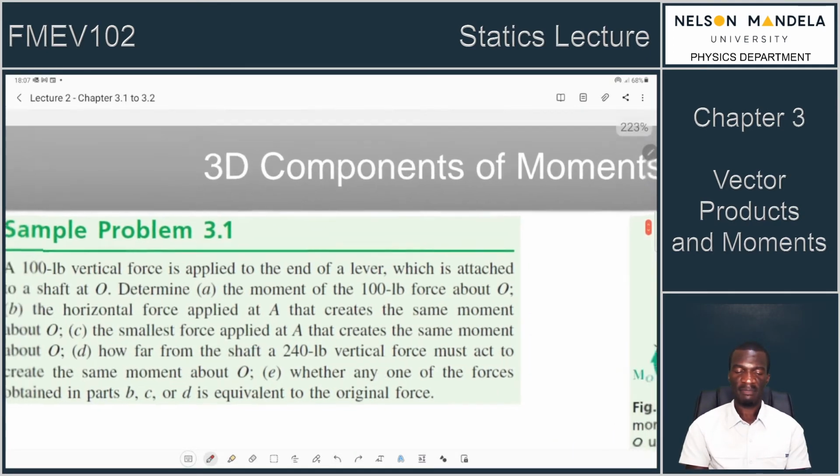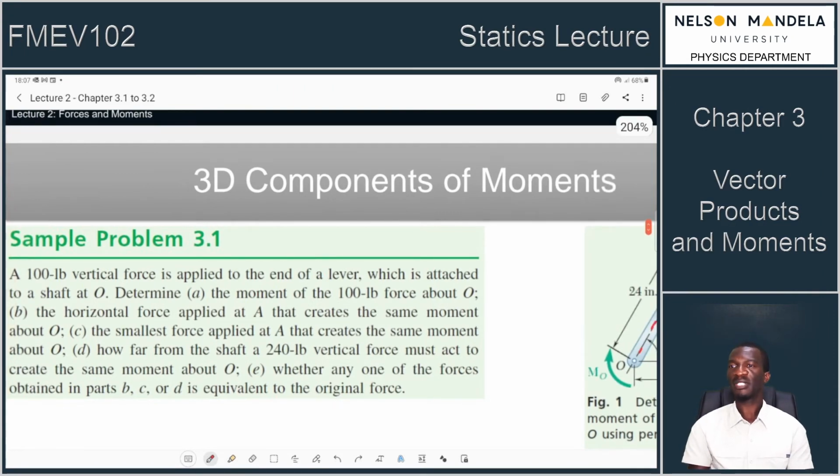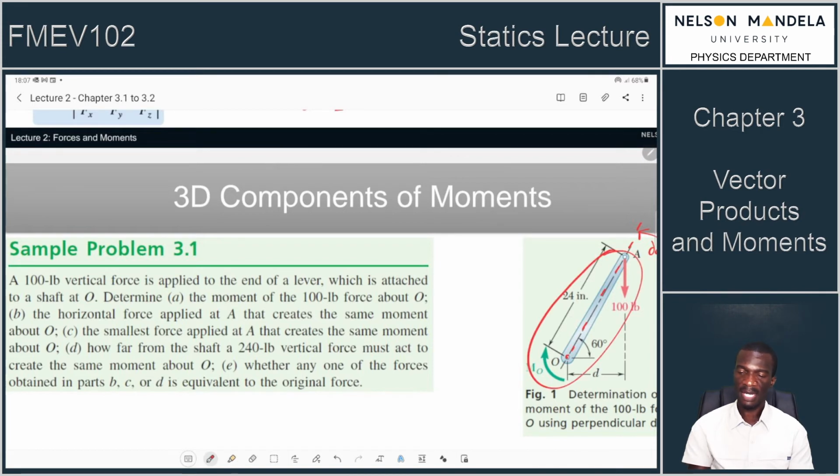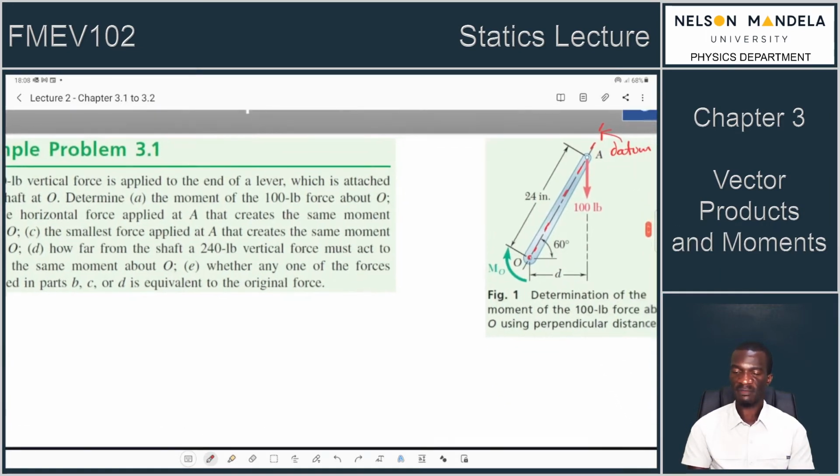The vertical force is 100 pounds. It is applied at the end of a lever, which is attached to a shaft at O. So there is a shaft at O. This is the lever OA, and we've got a force of 100 pounds at point A. Now we want to determine the moment of the 100-pound force about the point O. That's the first part of the question.